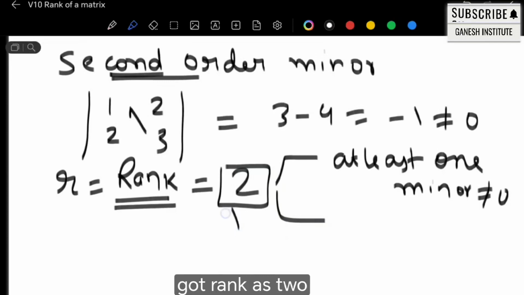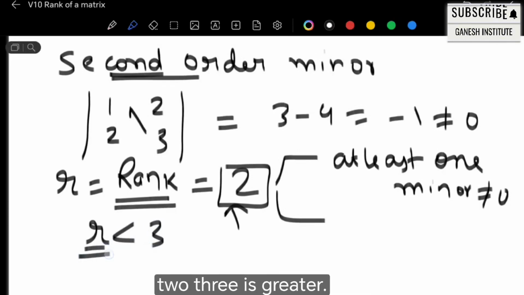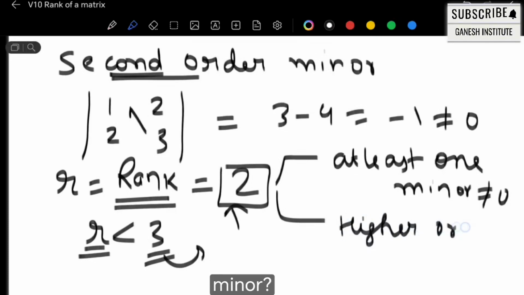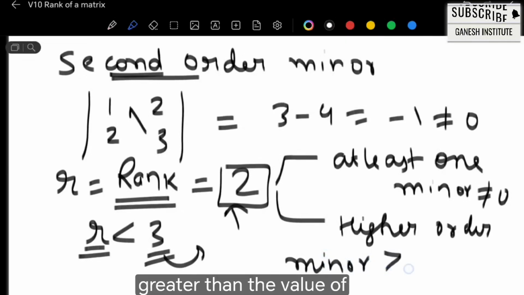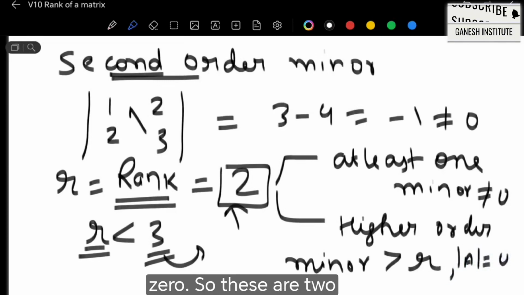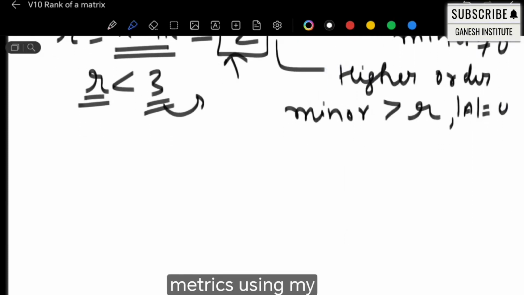For example, here we have got rank as 2 because if we take any number higher than R, let's say 3, R is 2, 3 is greater, the determinant at 3 is 0, correct? So that means any higher order minor, greater than the value of R, should get the determinant as 0. So these are two conditions when it comes to rank of the matrix using minors.